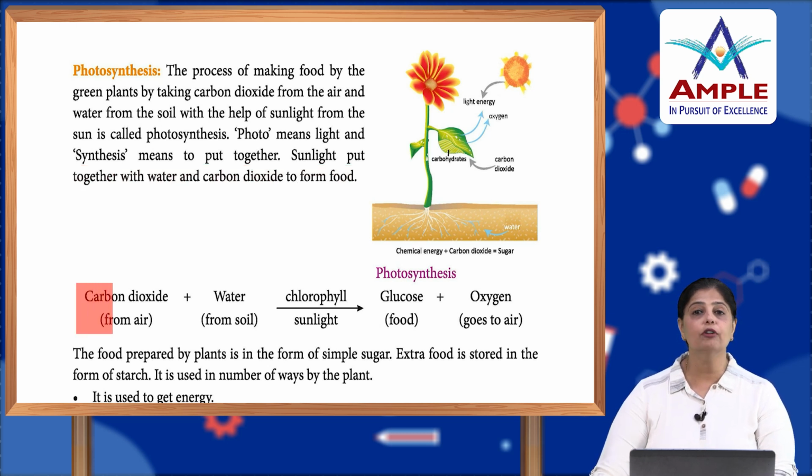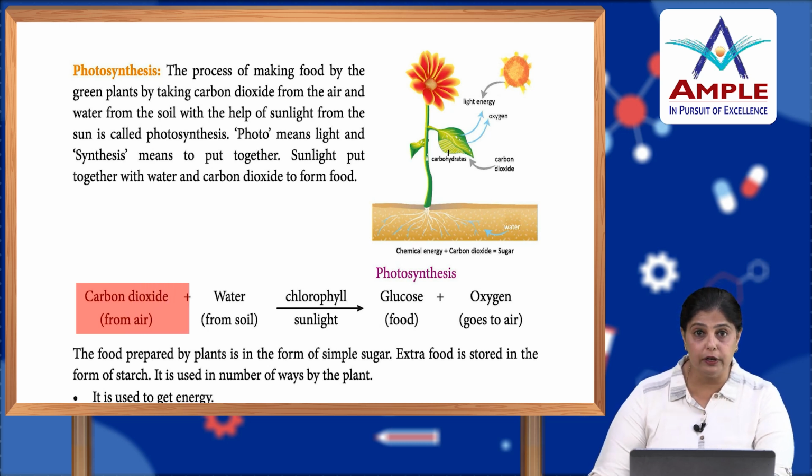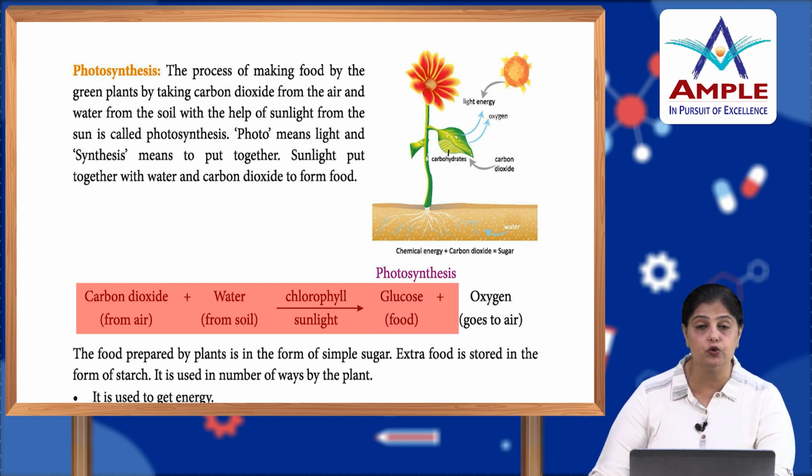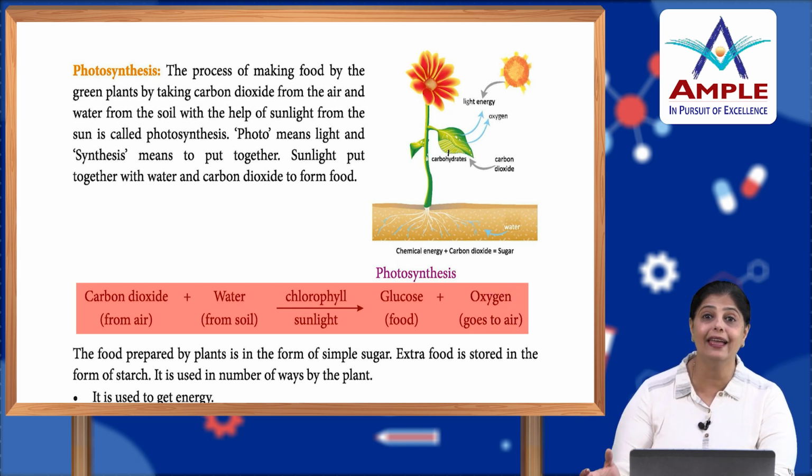Now, carbon dioxide from air plus water from soil, with chlorophyll. Chlorophyll is what? As we already said, chlorophyll is a green colored substance which gives the color green to the plants. With the presence of chlorophyll and sunlight, it gives you glucose. Glucose, that's the food, plus oxygen which goes into the air in the form of water vapor.